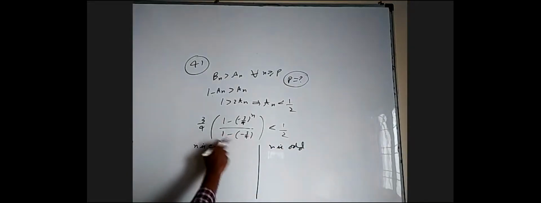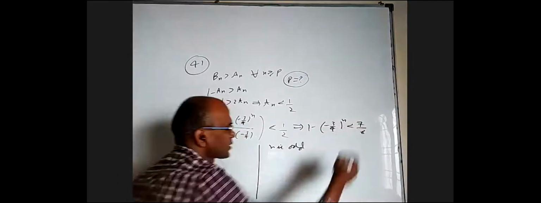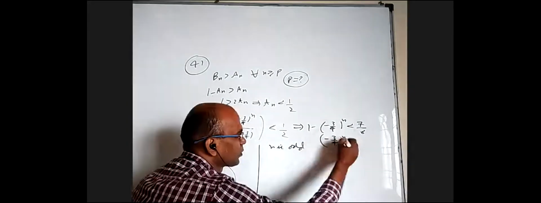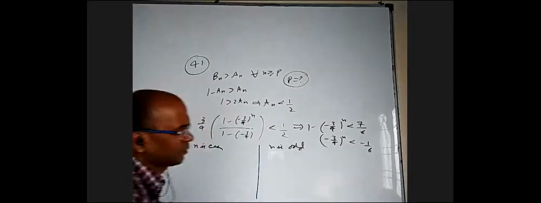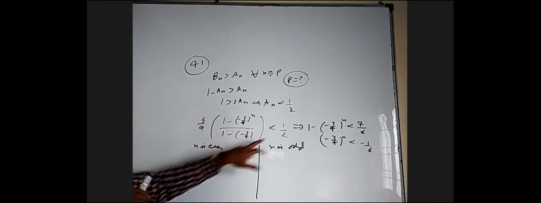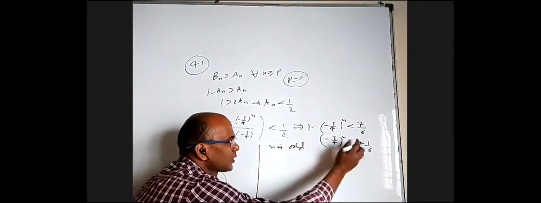Even before that, this is 1 minus minus 3/4, which is 7/4. And 4 will cancel. I get 3/7. 7/4 goes there, it becomes 4/7, so 3/7 into 1 minus minus 3/4 whole power n. If I bring this one here, minus 3 by 4 whole power n should be greater than minus 1 by 6. Is it right? This is 7 by 4, 3 by 7, this is 7 by 6. Correct? I brought it here, it should be greater than, sorry, greater than minus 1 by 6.